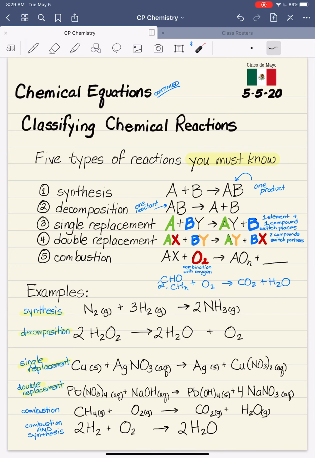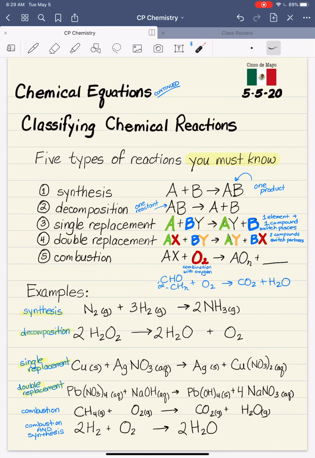Okay, so again, they've changed partners. Lead came in with nitrate, and now lead is with hydroxide. Sodium came in with hydroxide and is now with nitrate. So a double replacement reaction.